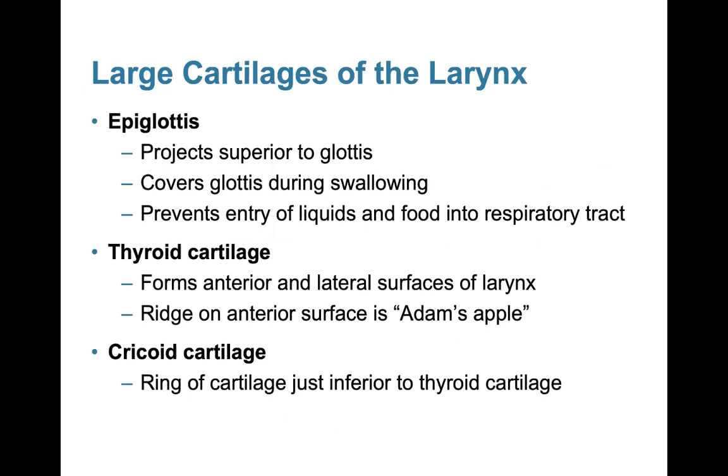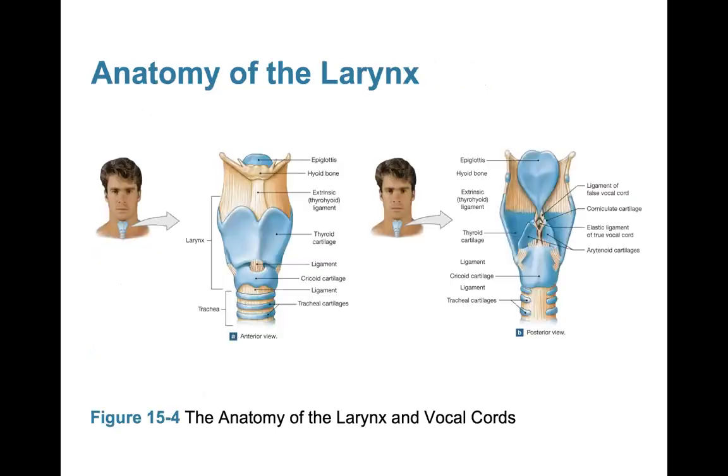Looking at the large cartilages of the larynx, the epiglottis projects superior to the glottis. It covers the glottis during swallowing, and it prevents entry of liquids and food into the respiratory tract. The thyroid cartilage forms the anterior and lateral surfaces of the larynx. A ridge on the anterior surface is referred to as the Adam's apple. The cricoid cartilage is a ring of cartilage just inferior to the thyroid cartilage. And here we can look at the anatomy of the larynx and the various cartilages that make up that structure.